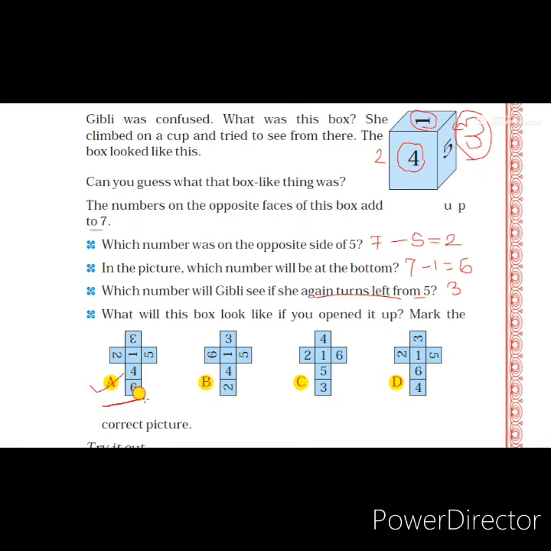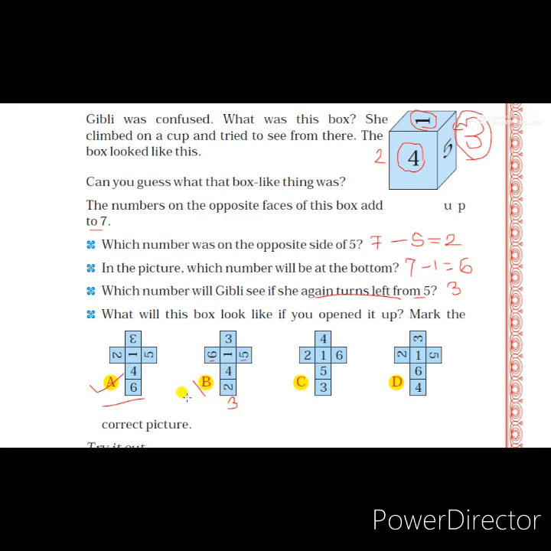Now the second one also we will check. Options B, C and D we will also check. See, opposite of 3 is 4. That is okay, 7. But you see that 5 plus 6 is 11. Is it correct? No. Now see this, 1 and 2. Are we getting 7? No. 1 plus 2 is 3. So this option is wrong.